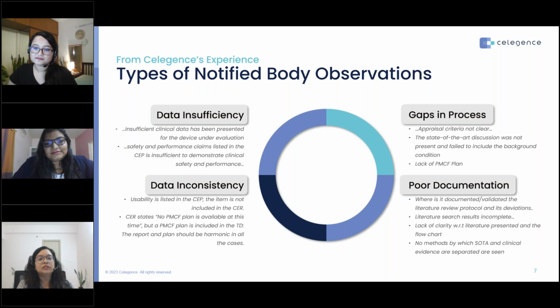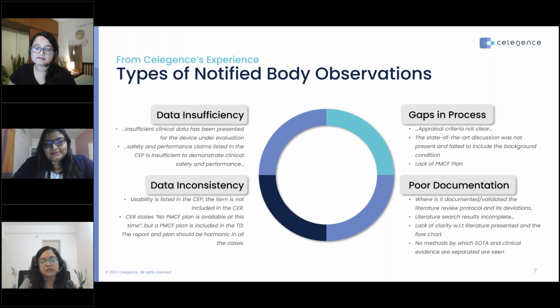And the third category would be gaps in process. So we know that there are guidance documents that clearly outline various aspects of clinical evaluation, which are not followed in several cases. So for example, the MedDev Rev 4 guidance and the IMDRF clinical evaluation guideline clearly provides information on the literature review process that needs to be performed. And we have, in fact, seen comments from the notified body directly pointing out specific paragraphs or tables within these guidance documents as something that has not been followed in the CEP or the CER.